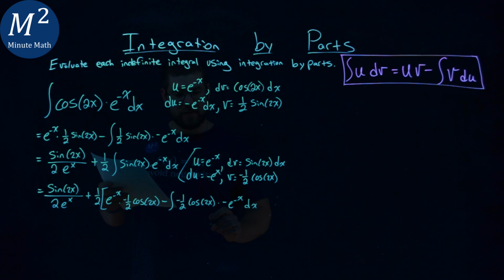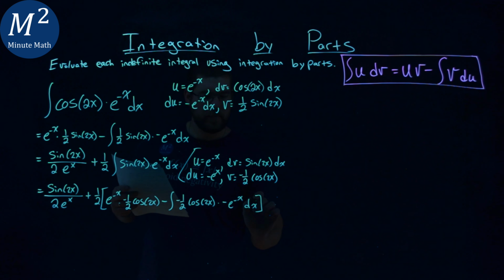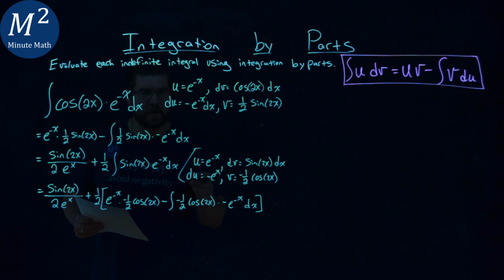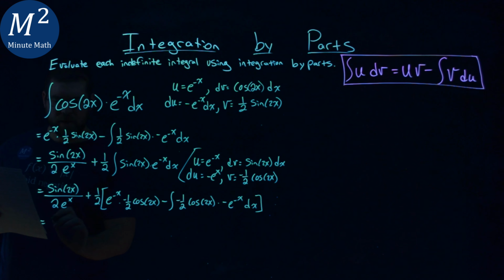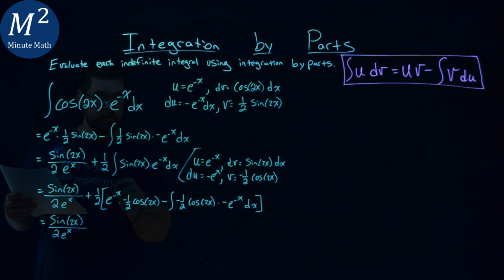Oof, that's a lot here, okay? Make sure I have it all right, yeah. All right, looks more complicated. It eventually will simplify out, I promise. So we have the sine of 2x, let's rewrite that down, over 2e to the x power. Now I'm going to distribute this 1/2 across the board here, okay?